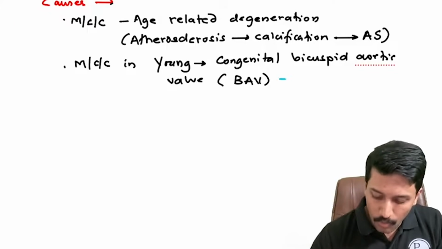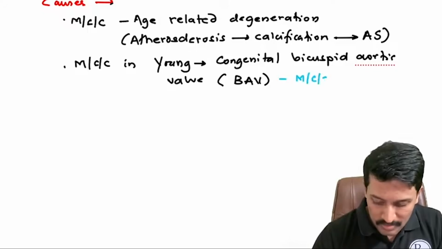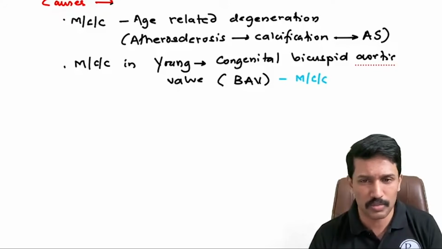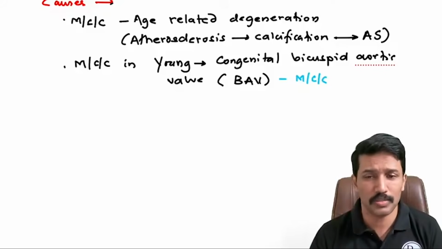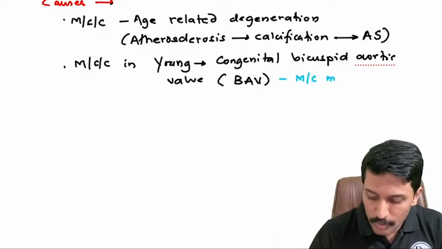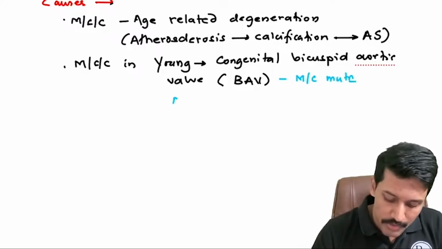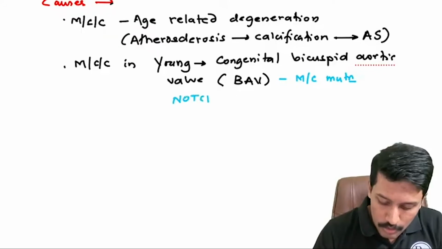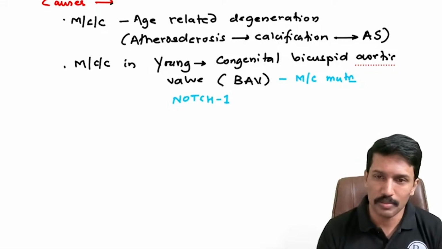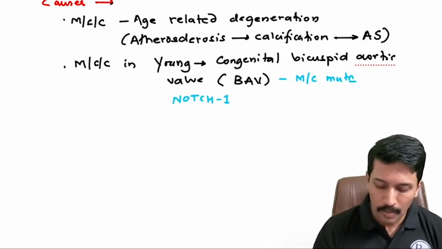If you can remember, also mention the most common cause, because it is congenital or inherited. Of course, mutations may be responsible. There are so many mutations responsible, but among them, the most common mutation responsible for this congenital bicuspid aortic valve is mutation in a gene called Notch1. This is an important MCQ point as well for the MCQ based exams.